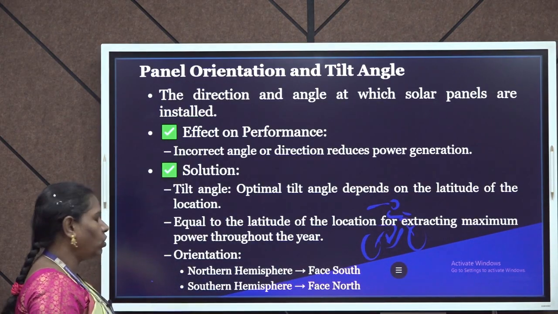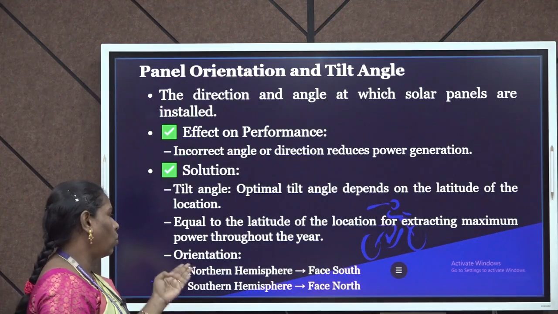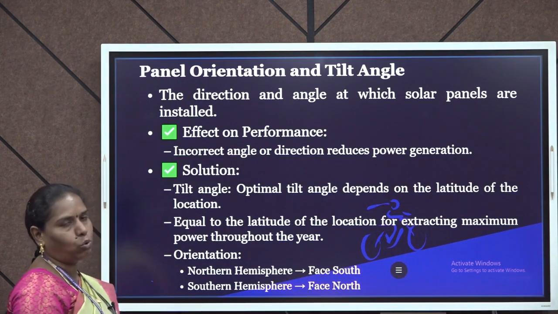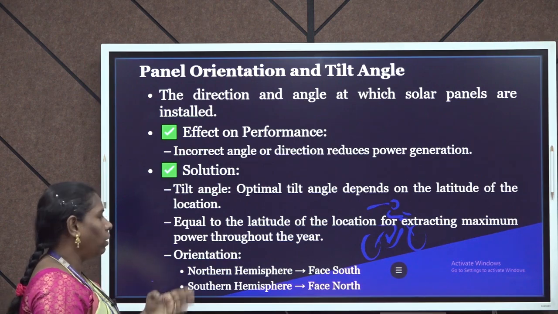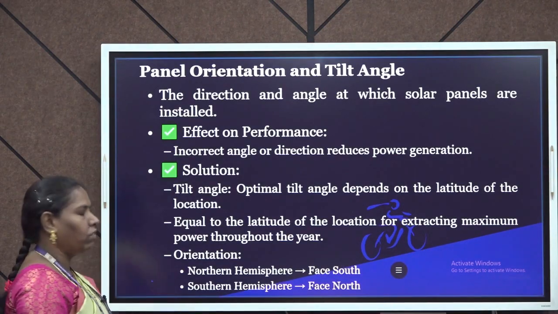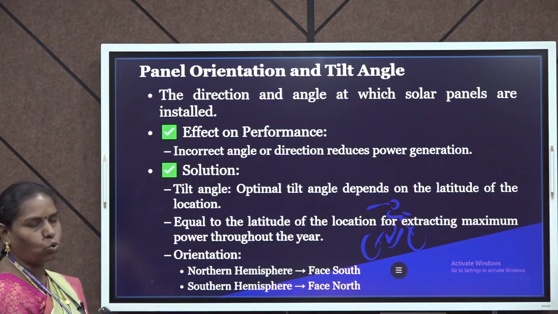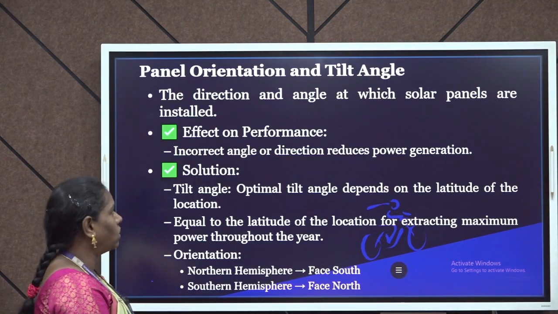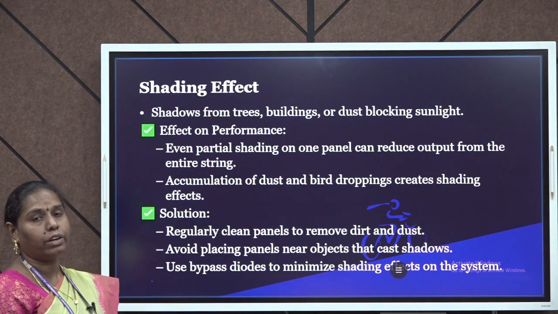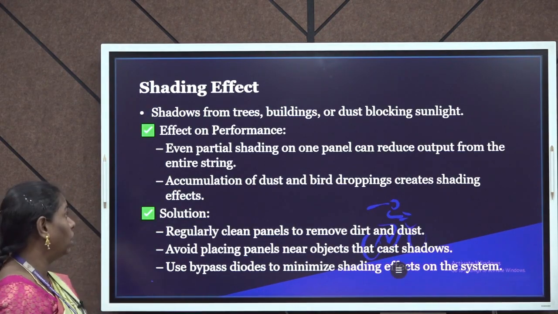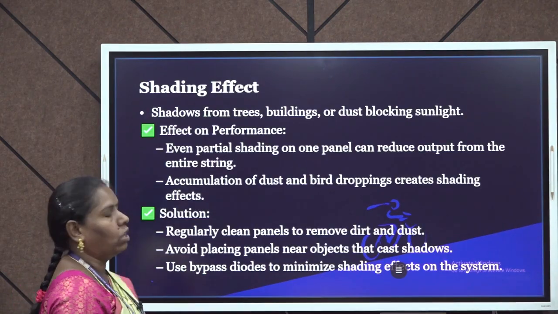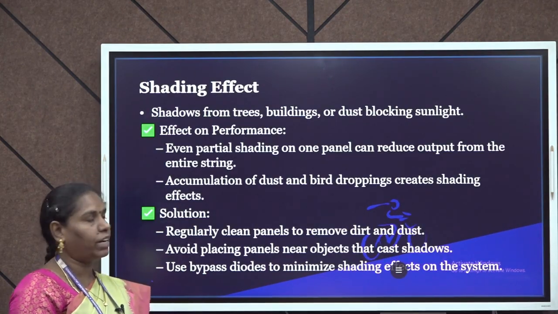And regarding orientation, if the location is in the northern hemisphere, then the solar panel should face the south. If the location is in the southern hemisphere, then the solar panel should face the north. In Virudhunagar, we are located in the northern hemisphere, so our solar panels face towards the south. And shading effect, this is the main factor that will reduce the power generation drastically. The shadows from trees or tall buildings or the dust blocking the sunlight will cause shading effects.